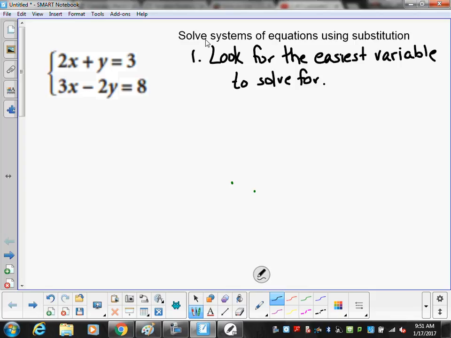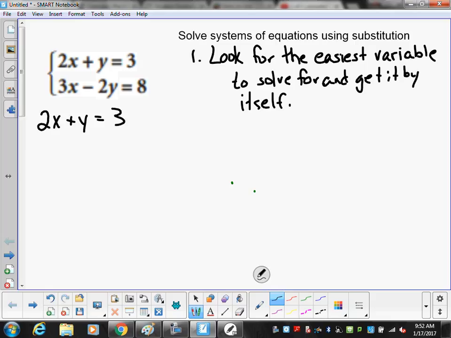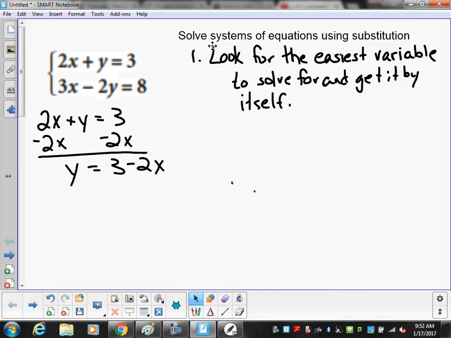Look at the easiest variable to solve for, and get it by itself. So, in that first equation, we're going to solve for y. How do you get y by itself in that first equation? Subtract 2x from both sides, so y equals 3 minus 2x. So I got y by itself in that first equation.